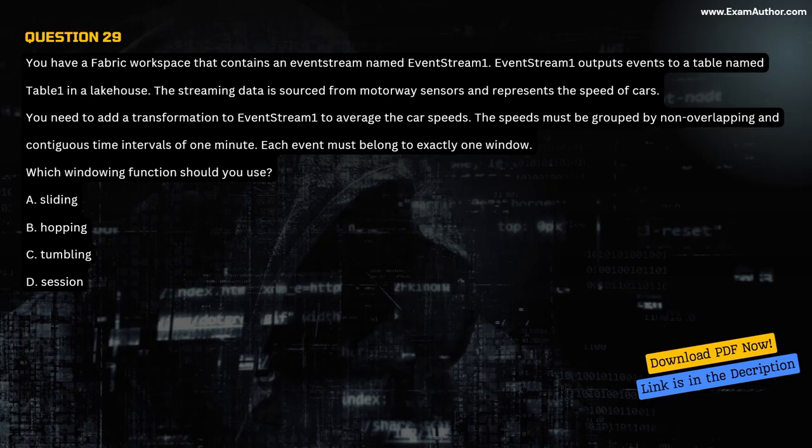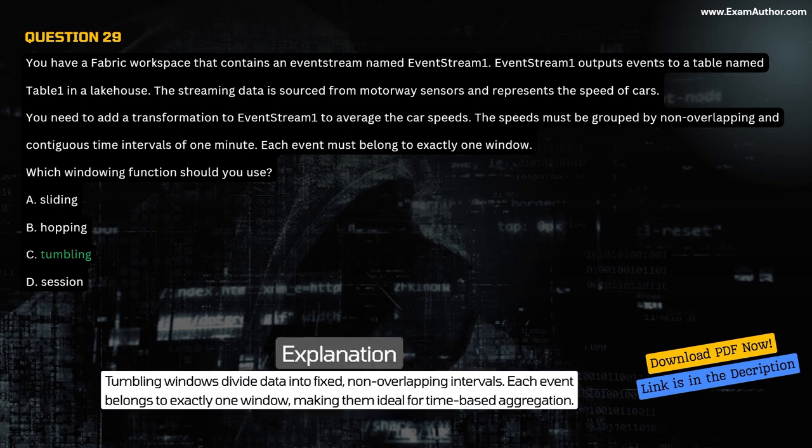A. Sliding. B. Hopping. C. Tumbling. D. Session. Correct answer C. Tumbling. Explanation. Tumbling windows divide data into fixed, non-overlapping intervals. Each event belongs to exactly one window, making them ideal for time-based aggregation.